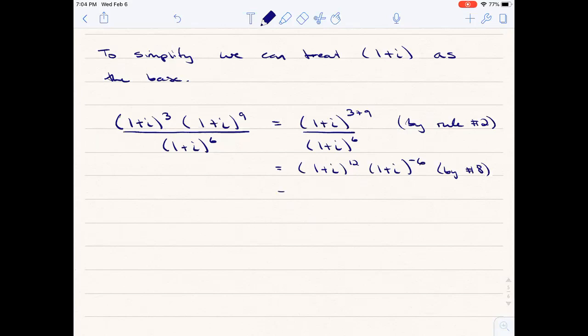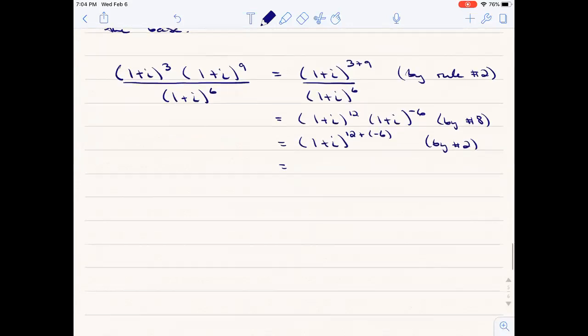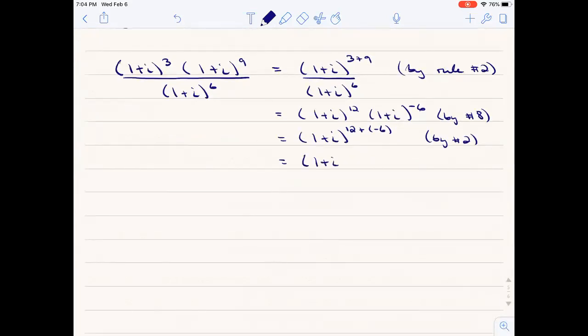And then I can combine this (1 + i)^12 with the negative 6 by number 2, which makes (1 + i)^6. There are lots of ways that you could do this. As long as you get to (1 + i)^6, you probably did it right.